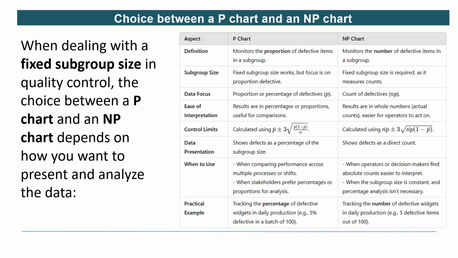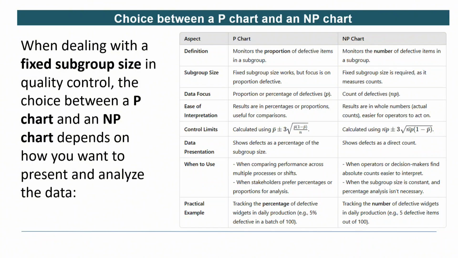So how does the P chart work for a varying subgroup? I have posted a separate video. I will share the link of that video in the description. You can look into that video to understand the formula for the P chart for varying subgroups. However, here we are going to see the P chart for fixed subgroups and the NP chart, which is always designed for fixed subgroups only.